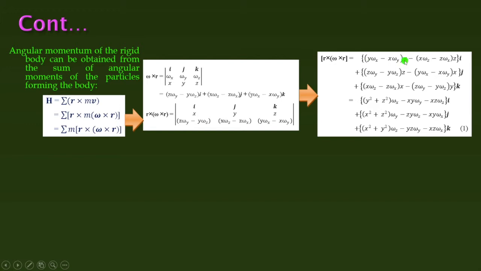y into y means y square into omega x. Again here you see z into z means z square into omega x. This is minus, minus minus plus. So rearranging this, we can write omega x into y square plus z square, and x y omega y minus x z omega z. Simply it is the rearrangement of this equation. We are writing this, so note it as equation 1.